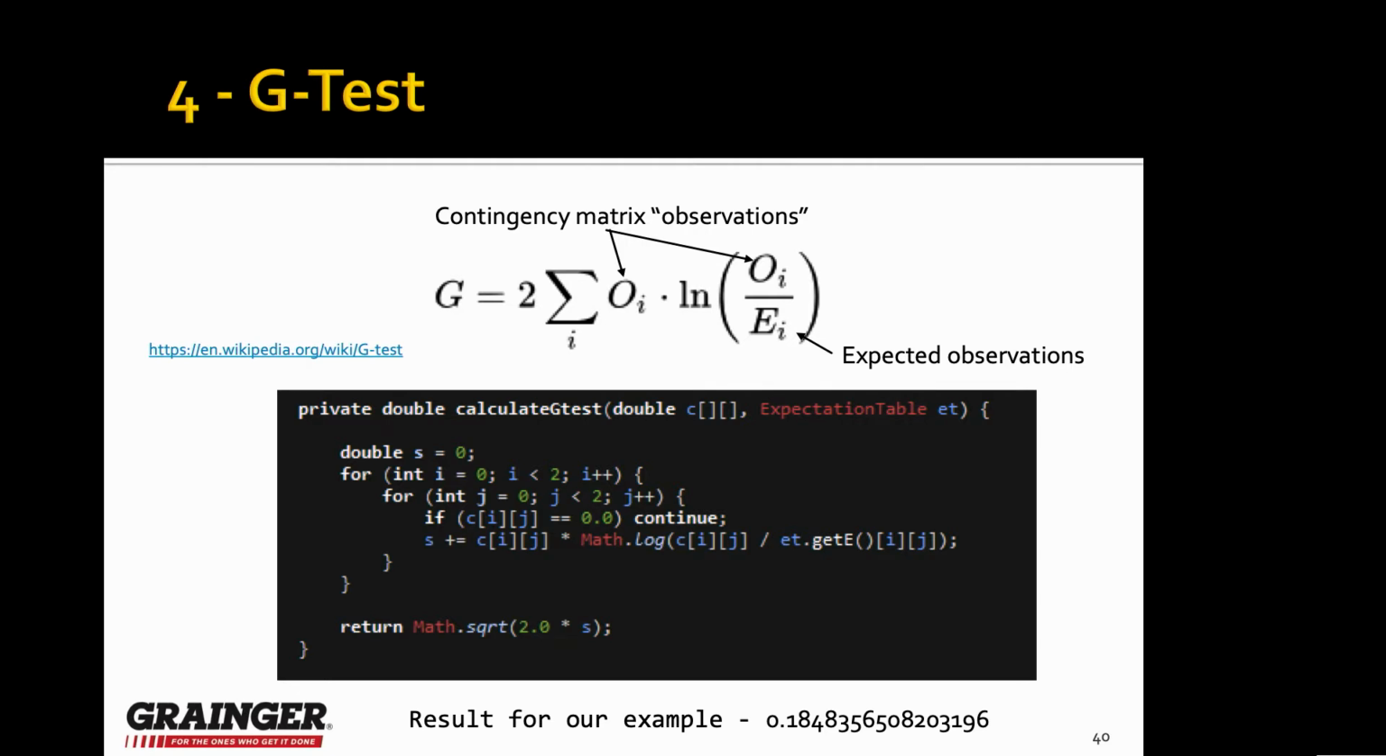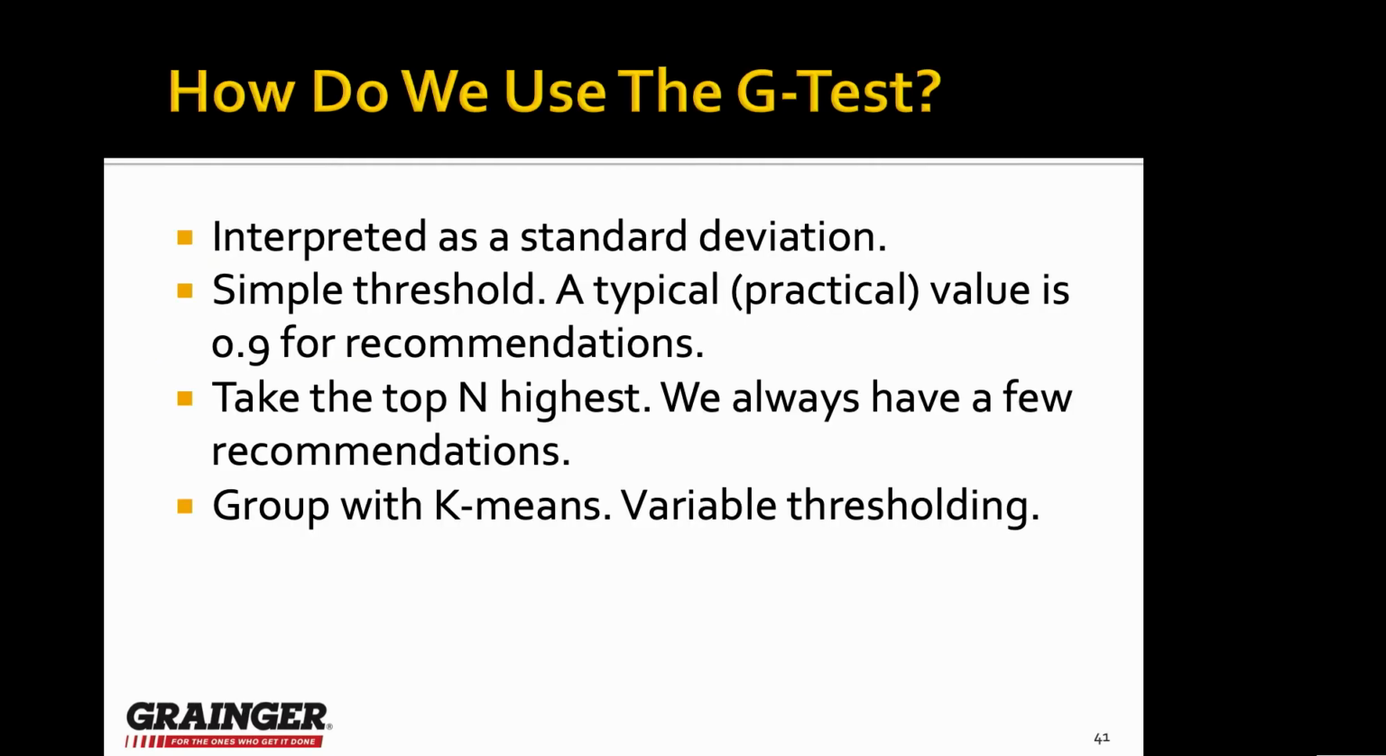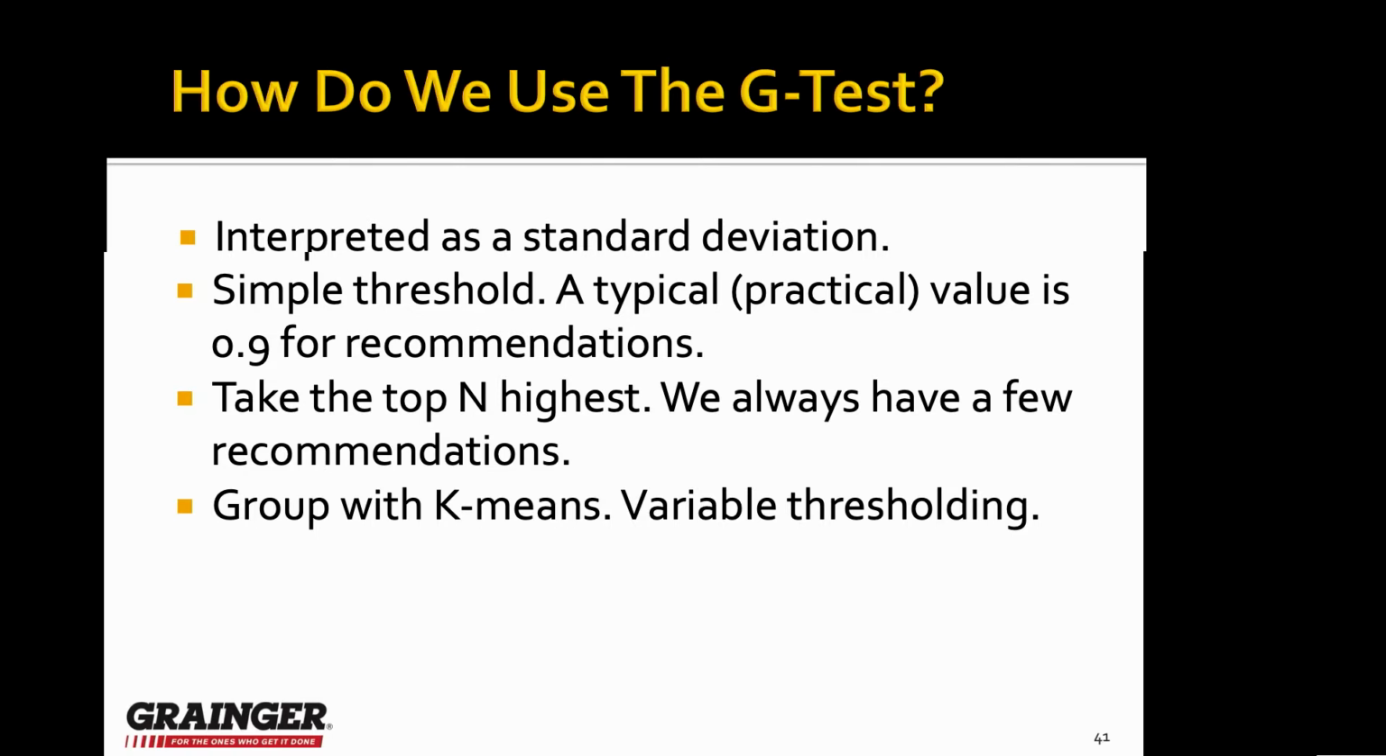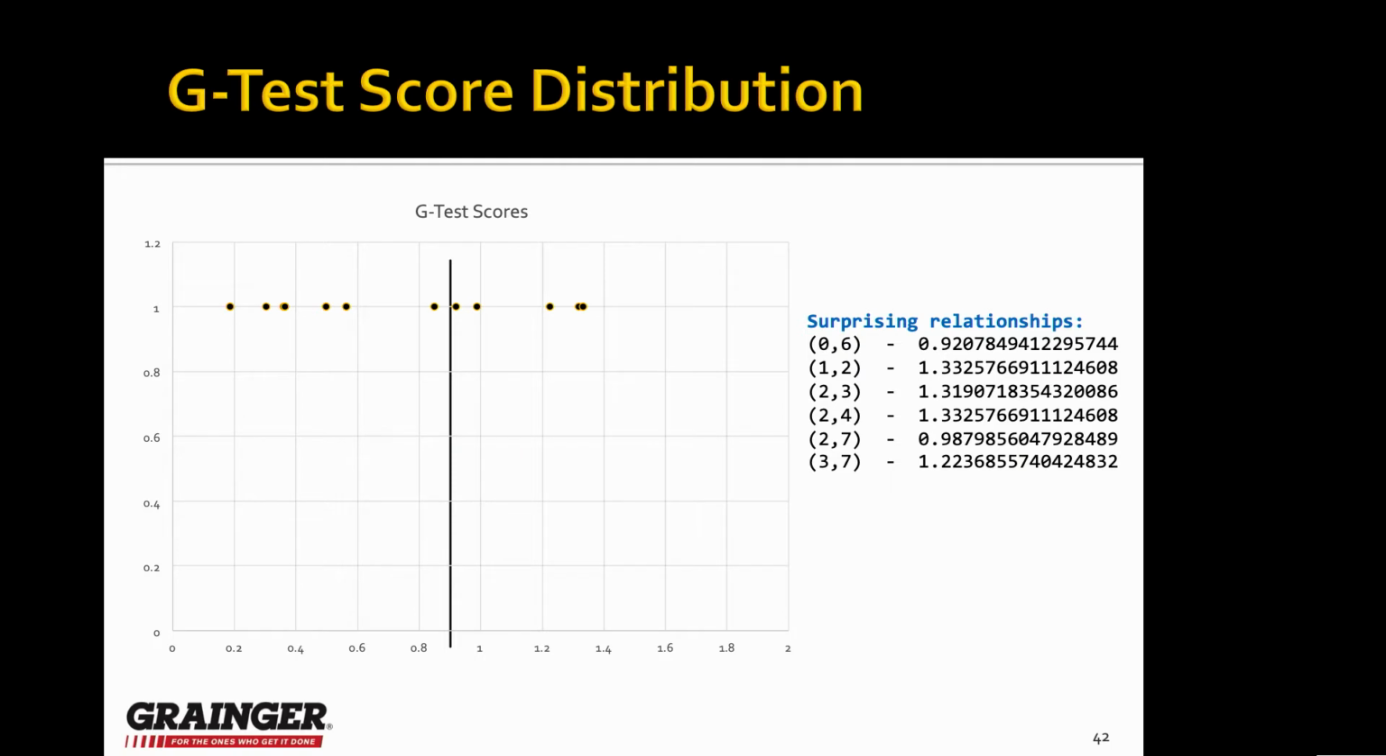So how do we use this? Again, you interpret this as a standard deviation. Use thresholds, take your top highest, however you want to do this. Here's an example. For the situation that I gave you of synthetic data, if we draw the line at 0.9, you'll see that we end up with basically 6 surprising relationships. So out of that entire matrix, only 6 of them really look interesting.